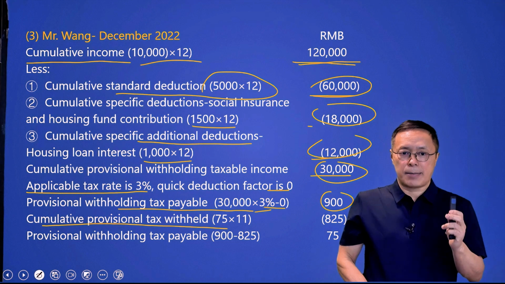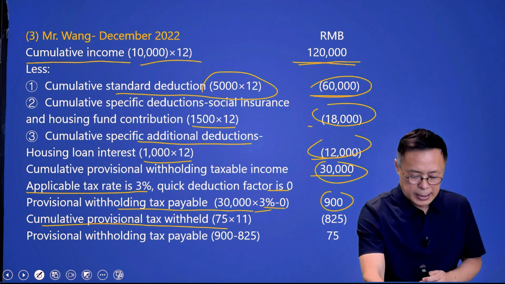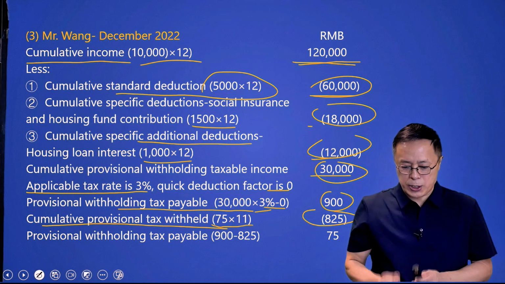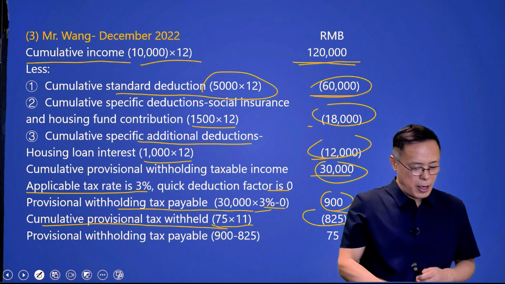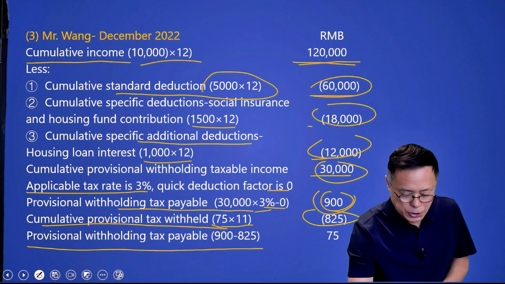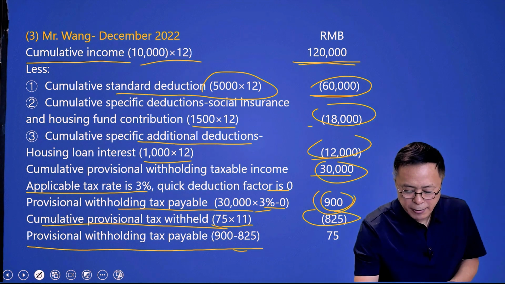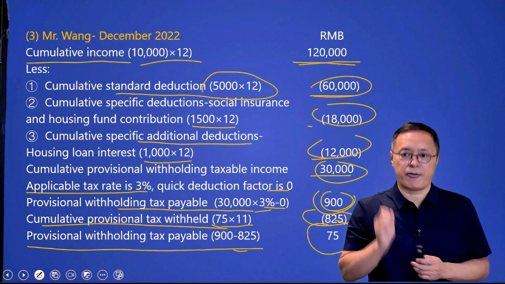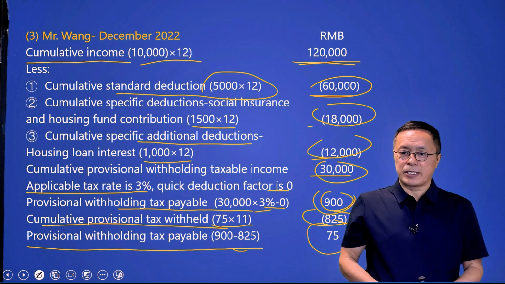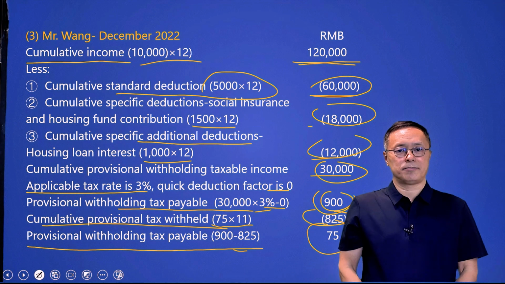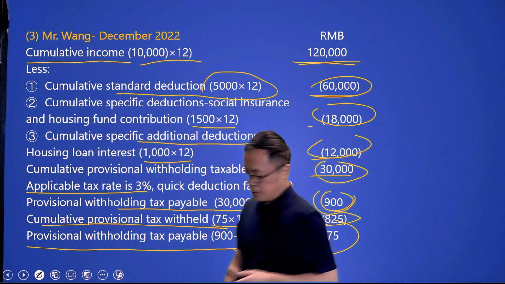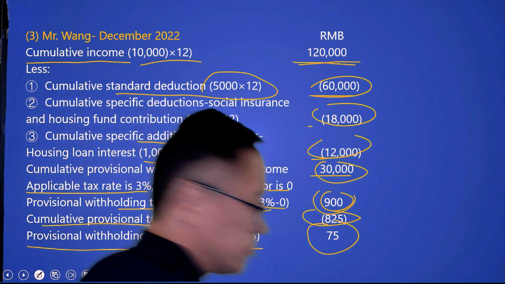Cumulative provisional tax withheld is the amount already withheld from January to November, 75 per month. So, 75 times 11, the amount is 825. So, provisional withholding tax payable equals 900 minus 825. The final result is 75. At this point, we finish the process of provisional withholding on Ms. Wang's wages.